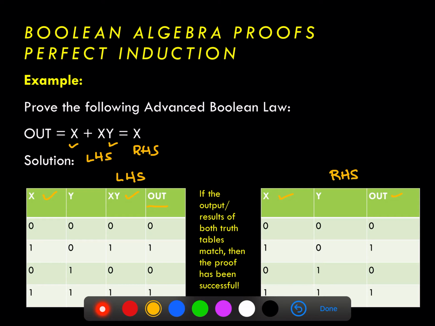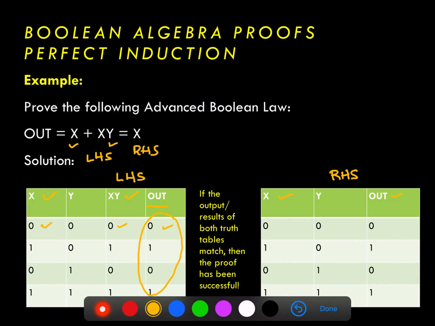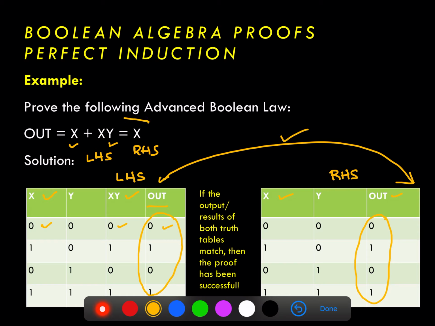And we can see here as we take x, 0, or x and y, 0, we get 0. And going down the line, we get the combination 0, 1, 0, 1, which is identical to what we get on the right-hand side. And again, we have proven by perfect induction this time that x or x and y is equal to x.